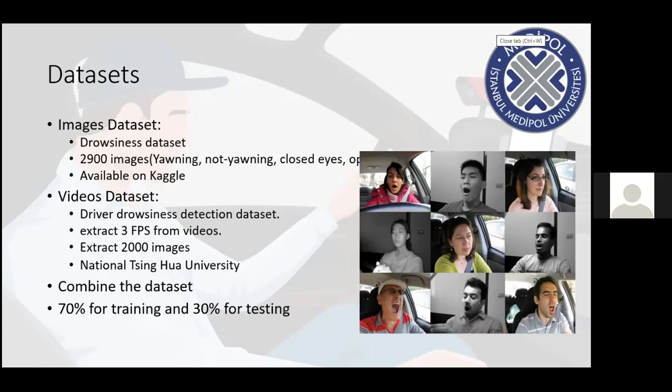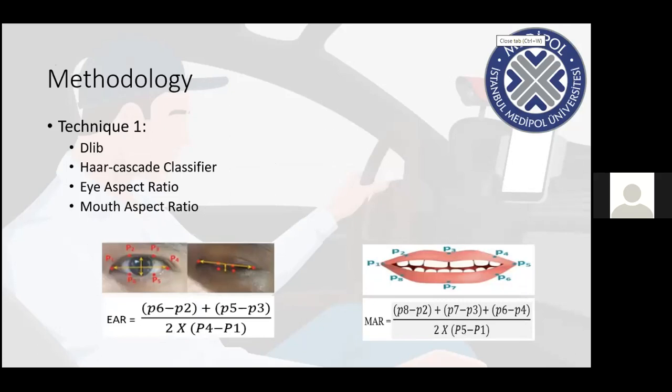Okay, so at the last step we combined these data sets, and after combining these two data sets, we split them 70% and 30%: 70% for training and validation, and 30% for testing. If we look at the methodology, we implemented 2 different techniques.